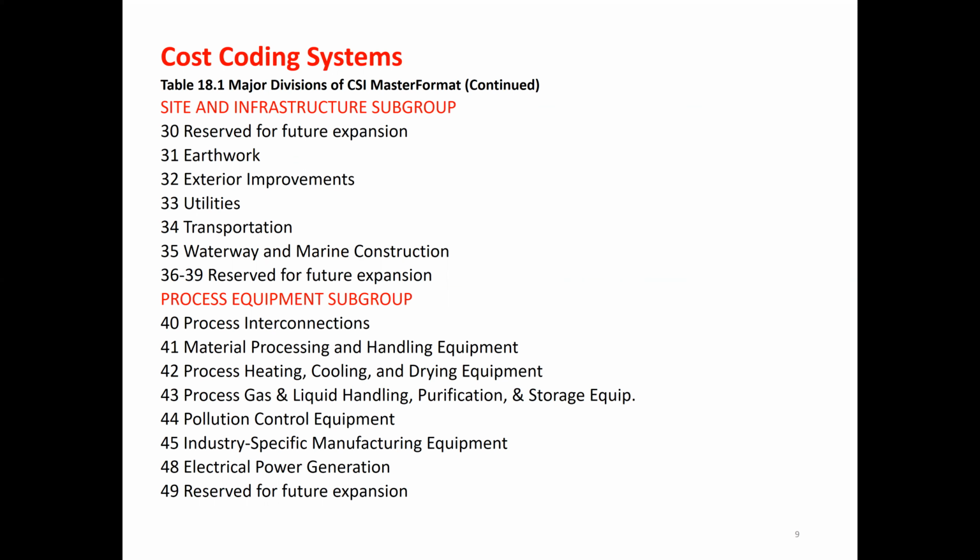Then 40 is the process equipment subgroup. In the process equipment subgroup, 40 is process interconnections, and 41 is material processing and handling equipment.